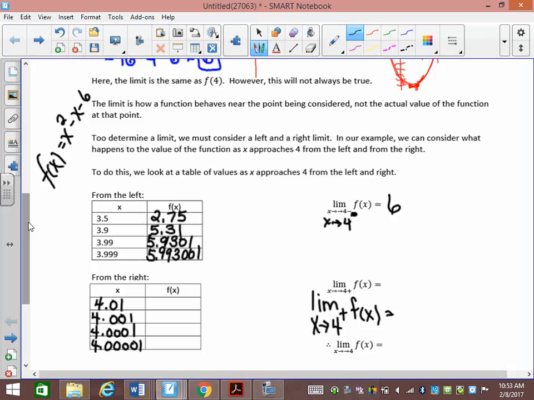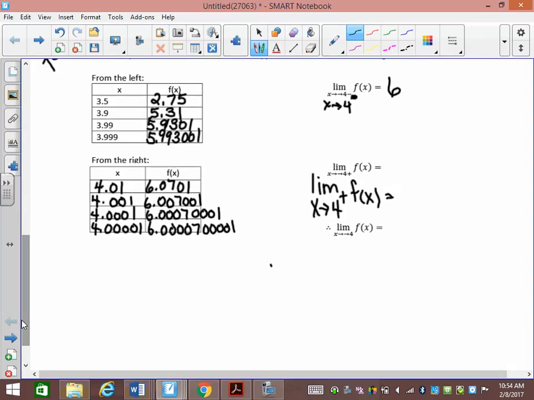So I'm going to go 4.01 squared minus 4.01 minus 6. And you get 6.0701. Then I'm going to plug in 4.001, and I'm going to get 6.007001. And then I plug in 4.0001, and I get 6.00070001. And then I get 6.000007. What can I say that's approaching?